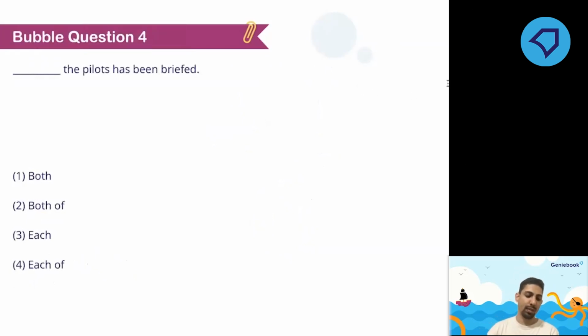What the pilot has been briefed. Please read the options carefully before you select. Option 1 says both. Option 2 says both of. Option 3 says each. And option 4 says each of. Remember, if you see the singular verb, it means what? Okay, time's up. Let's look at option number 1 and 3.